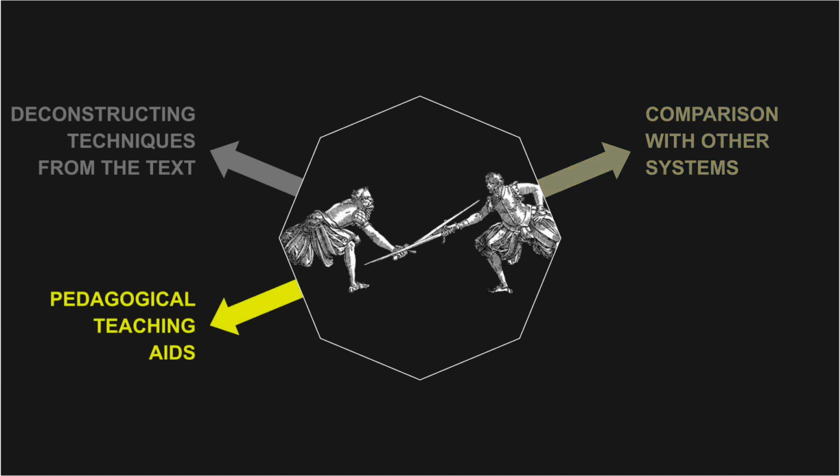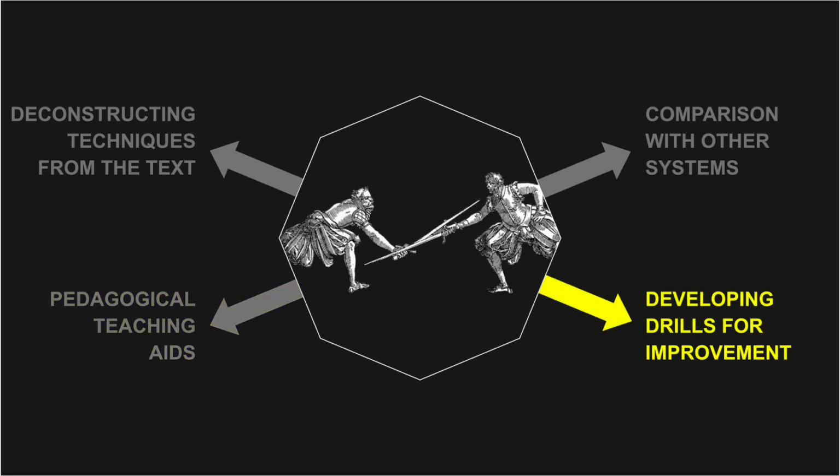Third, we can use them as pedagogical teaching aids. Many of these heuristics can be used to develop skills with newly starting students without having to introduce them to a complex series of actions. Finally, and most importantly for our own fencing, we can use these heuristics in skill development. We do this by constructing drills to exercise these very principles. And this is perhaps the most important part of this entire process. We deconstruct all of the techniques, extract the principles, and use those to make ourselves better at fencing.